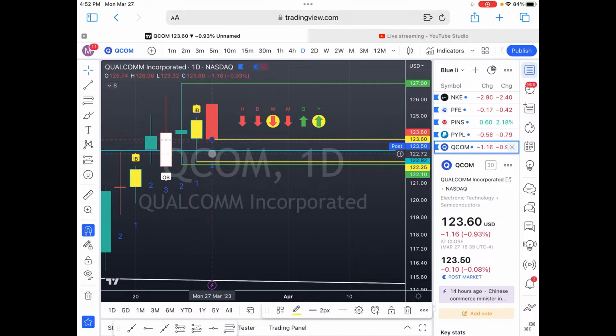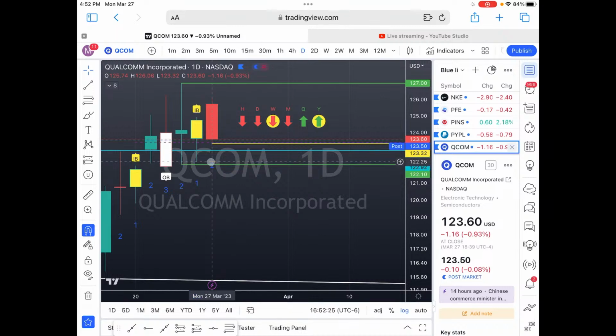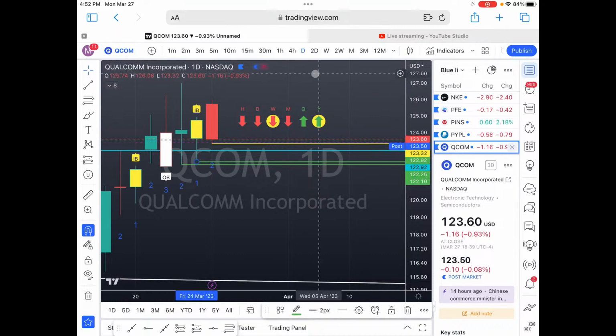QCOM, 2 up, finish red. We're going to look for a trigger price of 123.32. We'll remove that, and we'll move that target in place there. First target at 122.92.